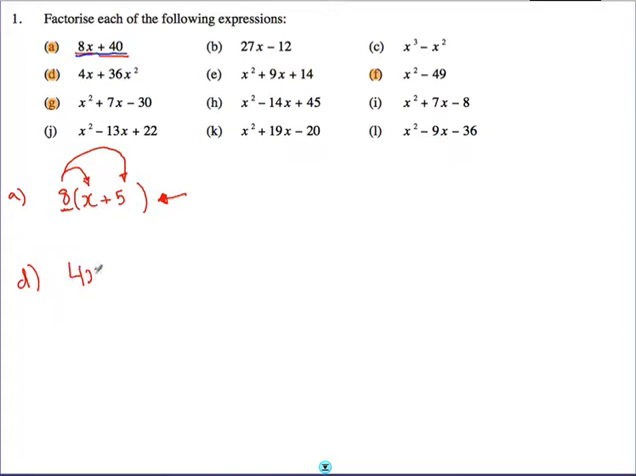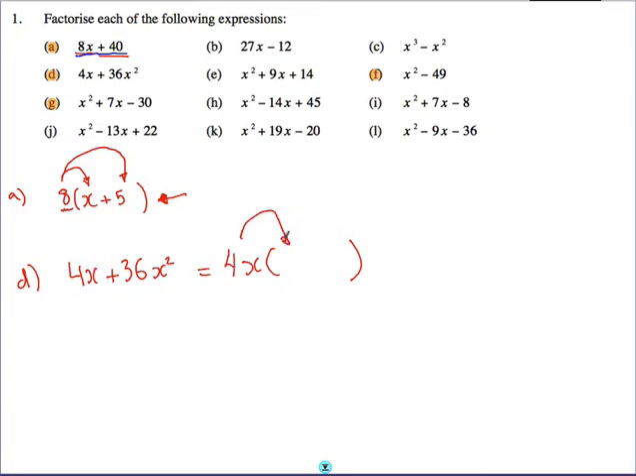D, 4x plus 36x squared. Now, since we have x in every term, we can have it as just one bracket as well. Then I say to myself, which x has the lowest power? The lowest power is just this x to the power of 1, and leave it outside the brackets. Then I look at the numbers. What's the biggest number that goes into 4 and 36? It's 4. So I put 4 outside the brackets.